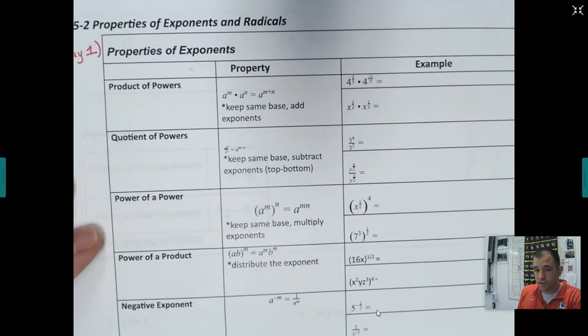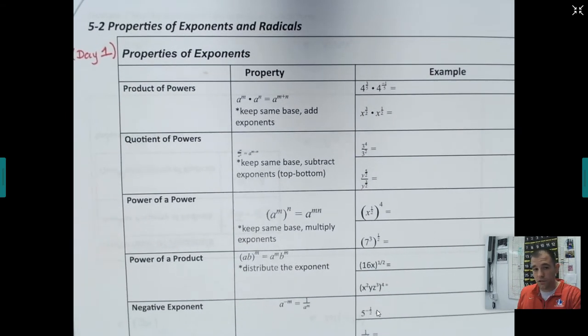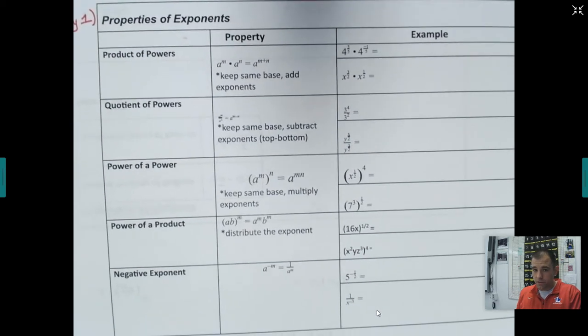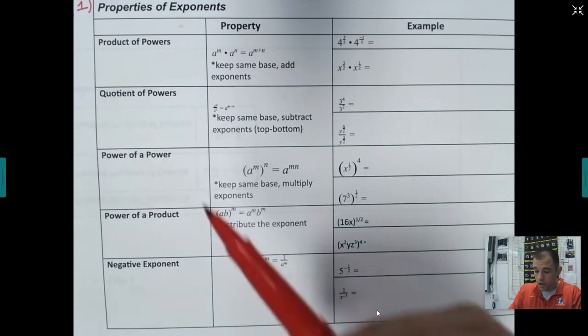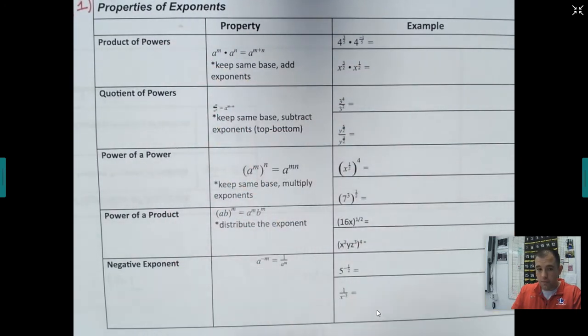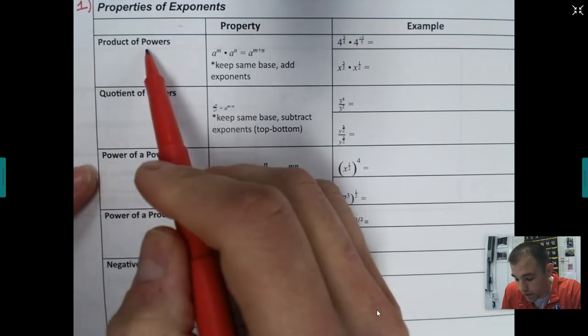So properties of exponents. Unfortunately, this is not in your workbook, so you're just going to have to write this down on a piece of paper, and you can write as much or as little as you want. But there are 5 properties of exponents that we are going to talk about. You guys have seen these before. You saw these in Algebra 1. You probably, hopefully, remember most of them, but I just want to refresh your memory. The first one is called a product of powers.